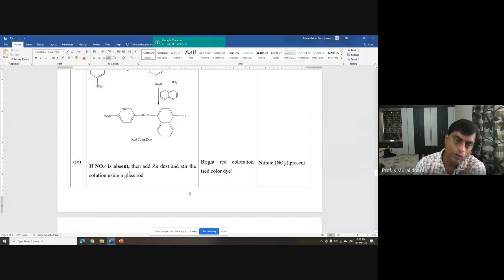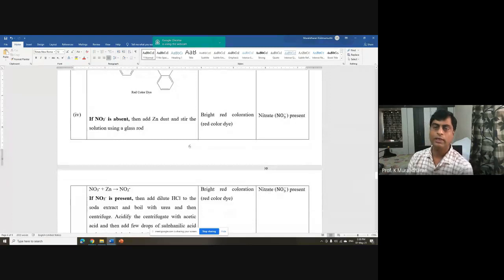To the same solution, right, the acetic acid extract, you add zinc dust, powder of zinc, and stir the solution using a glass rod. You will see bright red coloration. That shows the presence of nitrate. This is NO2 minus, this is NO3 minus. Okay, so nitrate is present. The reaction is mentioned here.